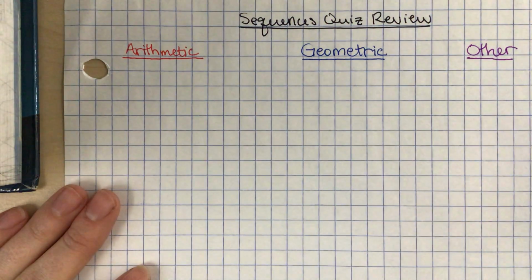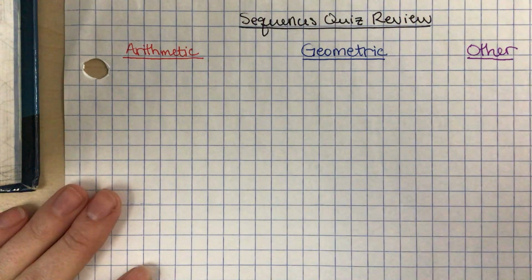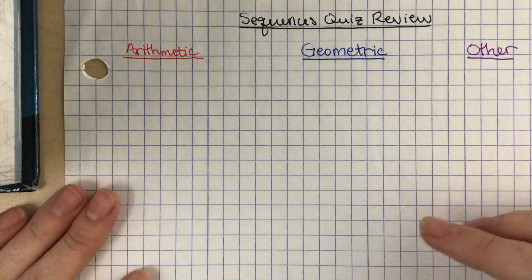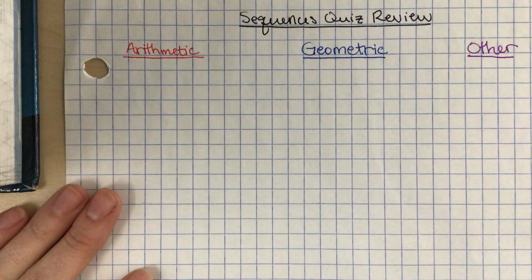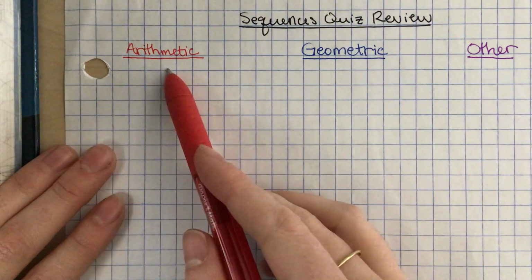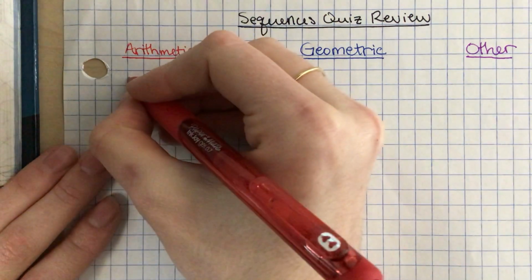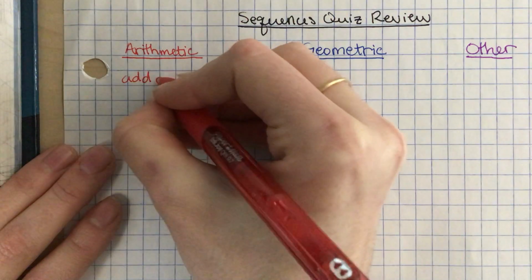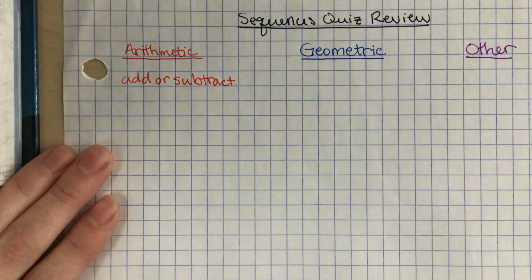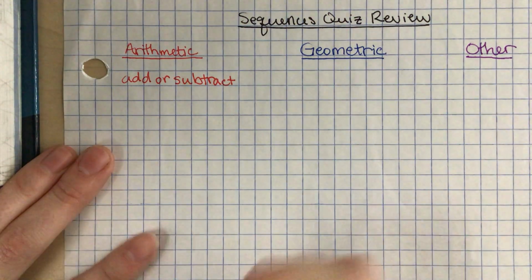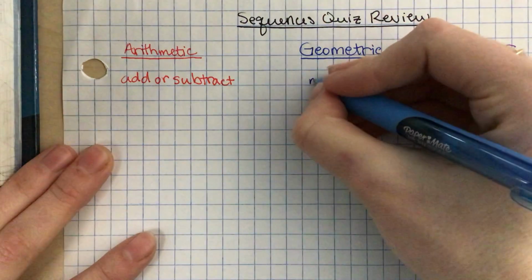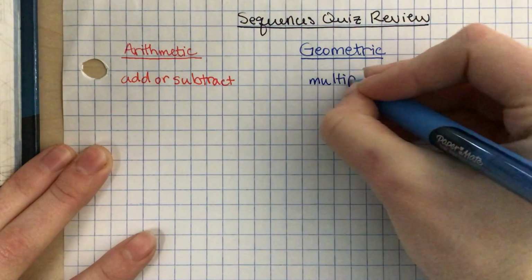So first thing we want to do is just say the differences between our main two types of sequences. We have arithmetic, geometric, and then there's our other sequences. And we'll get to that other in just a minute. But first, let's start off with that arithmetic. Now, to know we have an arithmetic sequence, we can add or subtract the same number each time to get to the next term. So we're adding or subtracting for arithmetic, but for our geometric sequences, that is multiplying. So a big difference there.